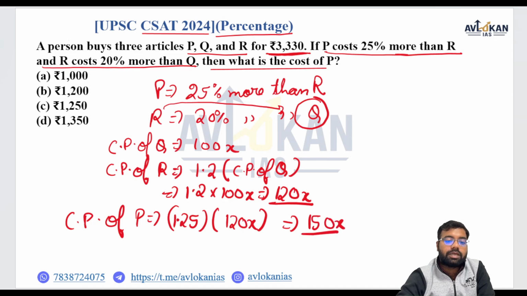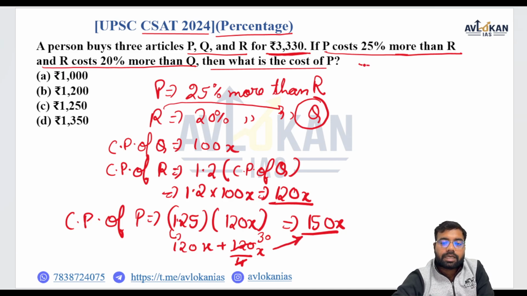And how is this calculated? Just simply write 120x plus 25% of 120x, that means 1/4 of 120x, and this is going to be 30x, so it comes out to be 150x. Okay, now my total cost price is 100x plus 120x plus 150x, and this is going to be 370x.